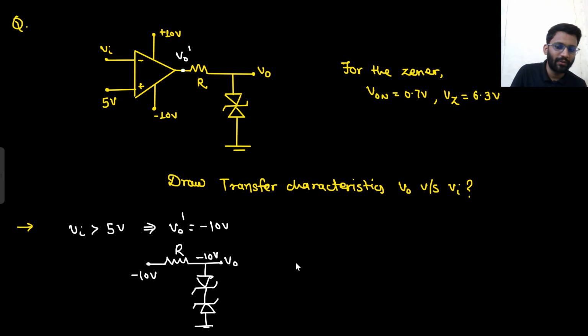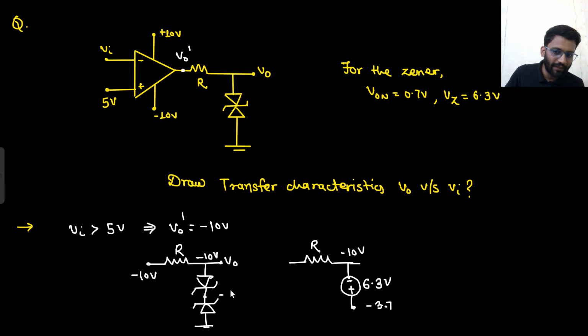If that is going into breakdown, then what will happen? This minus 10 was here. If that is going into breakdown, then you will make it as a battery of 6.3. The negative terminal will be positive and positive terminal will be negative. So this will be made a battery of 6.3. Here we were assuming it was minus 10. If it is minus 10, this would be minus 10 plus 6.3. What is that? Minus 3.7. So at the negative node you are having minus 3.7.